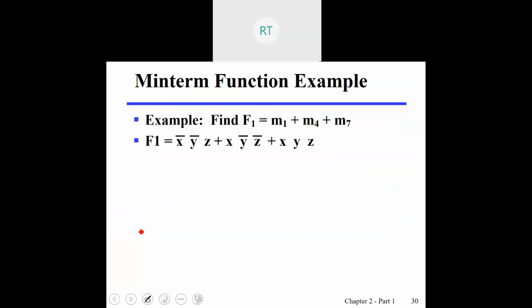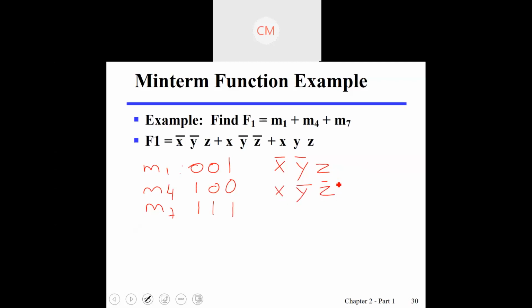We will start with this example. F1 equals M1 plus M4 plus M7, and I have here three variables. Who can help, please? What is M1? It is 0, 0, 1. You agree? What is M4? 1, 0, 0. Very good. What is M7? 1, 1, 1. Automatically, M1 will be X bar, Y bar, Z. How about 1, 0, 0? X, Y bar, Z bar. How about M7? X, Y, Z.